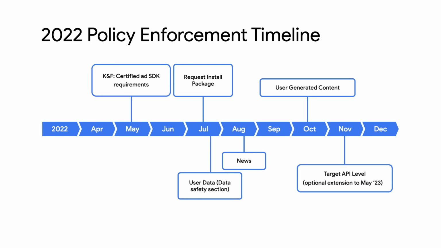And all apps must comply with the target API level policy by November. But if you need more time, you'll soon be able to request an extension until May 2023. To get a full view of all of our upcoming deadlines, please visit our Policy Center. We encourage you to review these policy updates carefully in case any of these updates impact your apps.